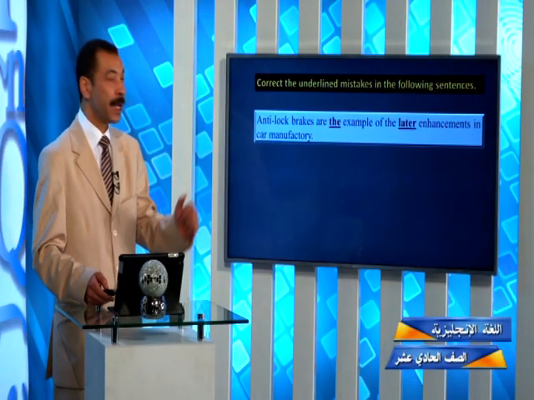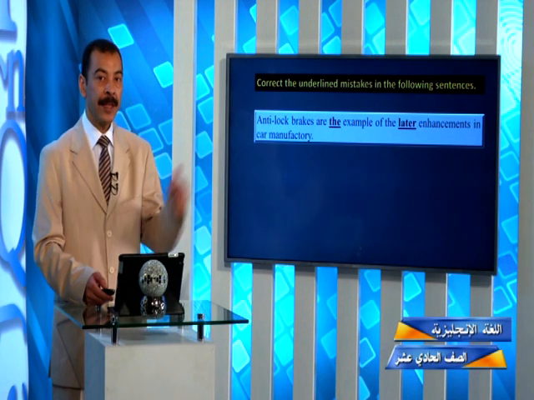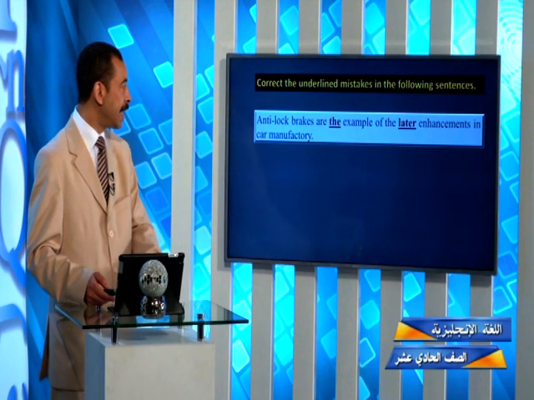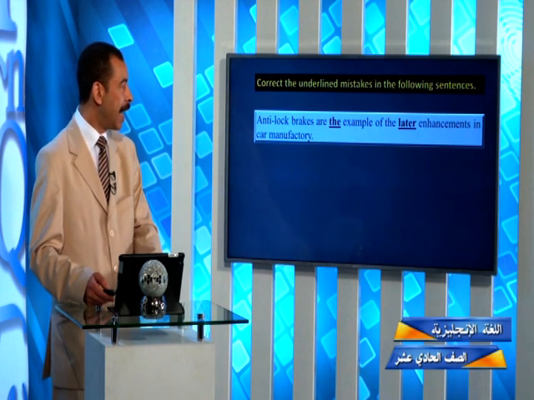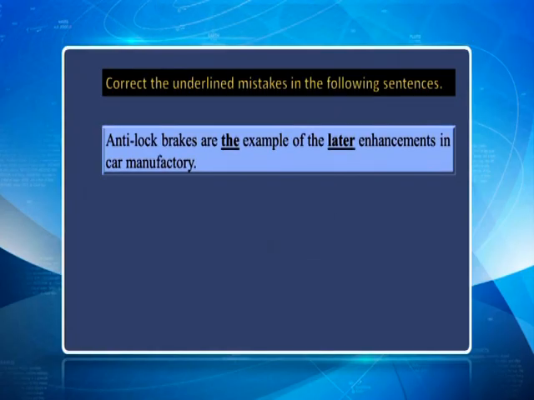Now we move to something different, that is sentences with mistakes for you to correct. And the mistakes have been identified for you and underlined. All you have to do is to correct these mistakes. So our first sentence says, anti-lock brakes are the example of the later enhancements in car manufacturing. So the is incorrect and later is incorrect. We need to correct them.